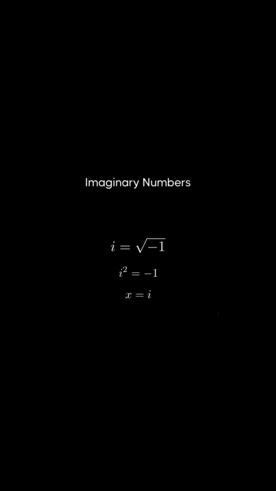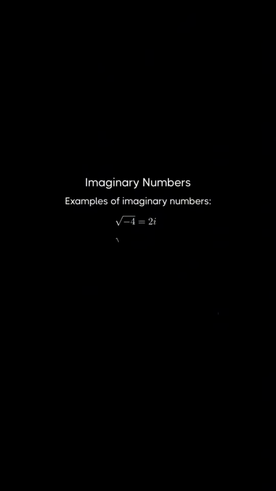And just like that, our original equation x squared equals negative 1 now has a solution: x equals i. We've solved a previously unsolvable equation by expanding our concept of what numbers can be. With the imaginary unit i, we can now express the square roots of any negative number in a consistent way. This opens up a whole new family of numbers called imaginary numbers.